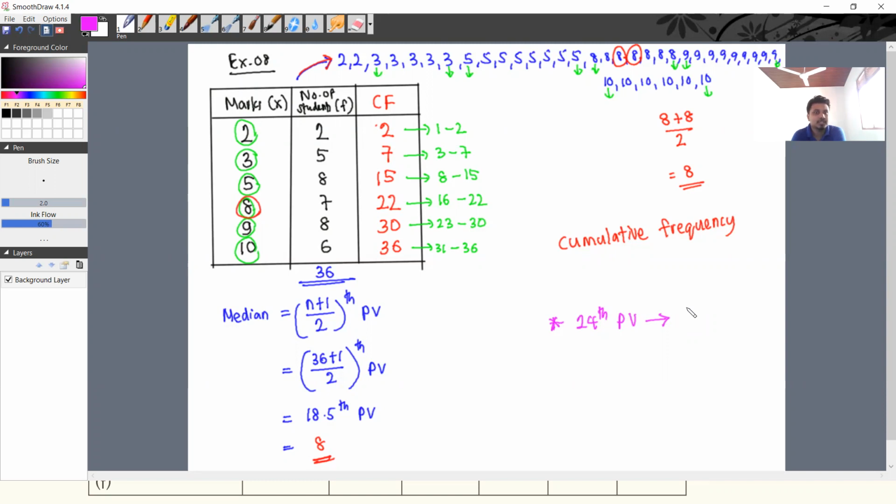24th observation we need to consider as the median value. So what is the median value then here? If it was the 24th positional value, what is the value we need to consider?